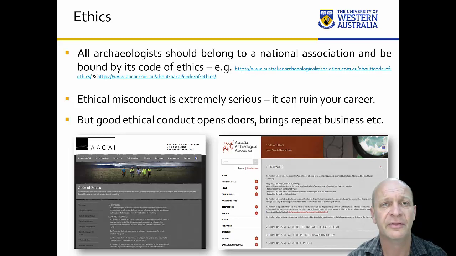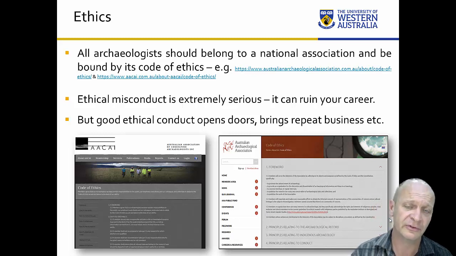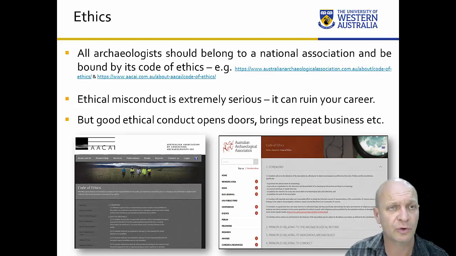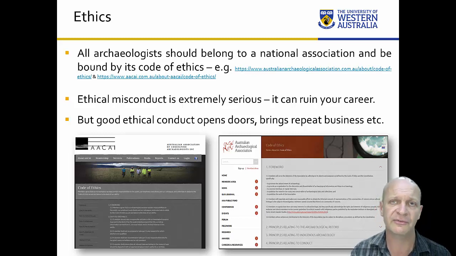So that's one. And the other one is the Australian Association of Consulting Archaeologists. Most archaeologists work in the consulting or business field, and they also have a Code of Ethics. These two codes of ethics are not quite the same, but they're very congruent with each other.